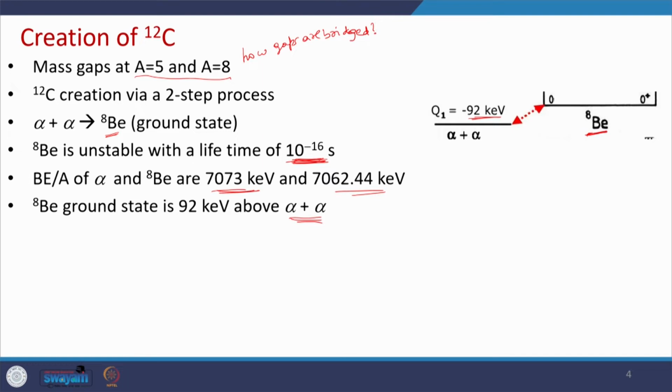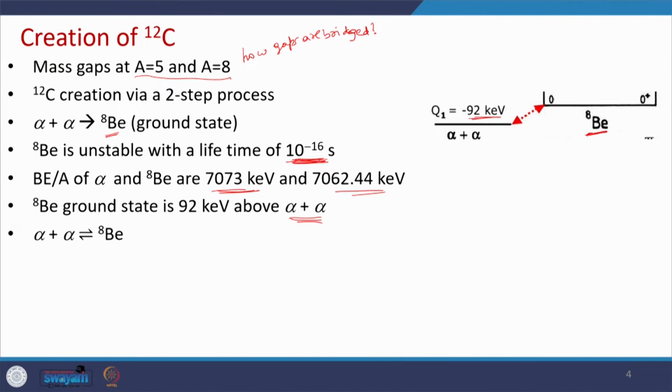See, things are happening very naturally, and this small difference between the alpha plus alpha threshold and beryllium 8 is going to help us tremendously to understand the synthesis of carbon 12 and the evolution of the universe. I am highlighting this sentence. Please remember, a very small mass difference between the alpha plus alpha threshold and the ground state of beryllium 8. All right. So, as I said, once beryllium 8 is formed, it quickly goes back to alpha plus alpha, and once again alpha plus alpha gives rise to beryllium 8. So, there will be an equilibrium.